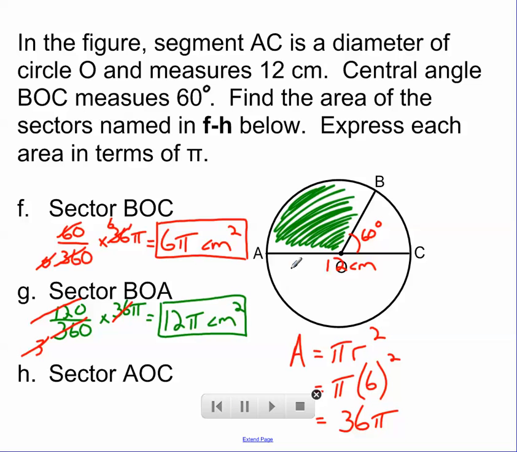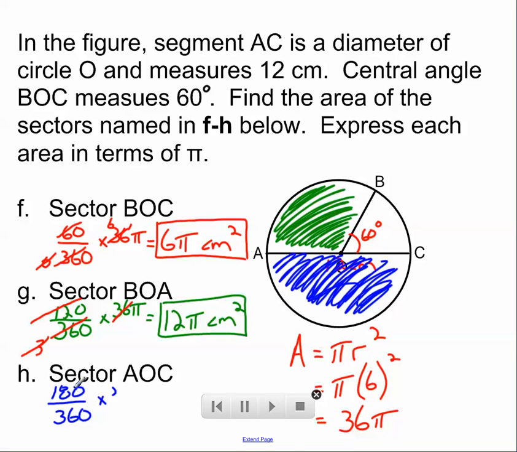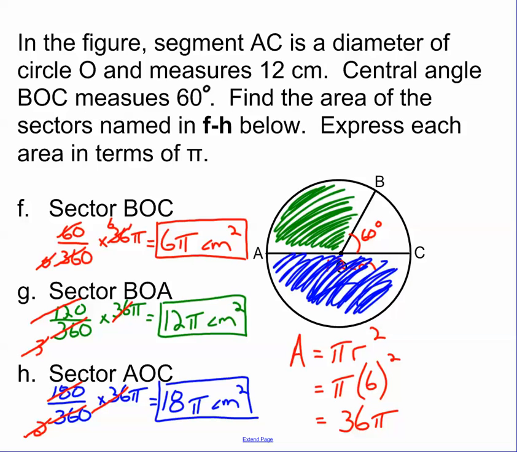And last one, sector AOC. That's this whole thing over here. It's half the circle, isn't it? Should be half the area. Maybe I'm making this a little bit more complicated than it is. 180 out of 360 degrees. 180 goes into 360 twice. 2 goes into 36 18 times. So it's 18 pi centimeters squared. The area of all three of these sectors should add up to 36 pi. And it does.